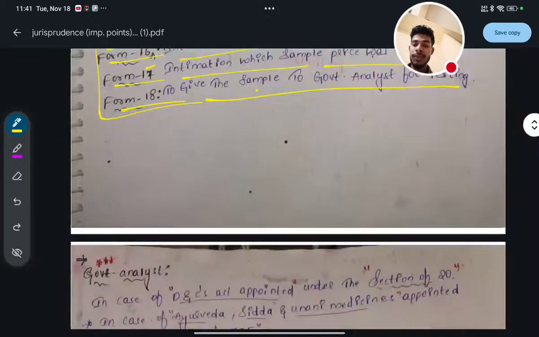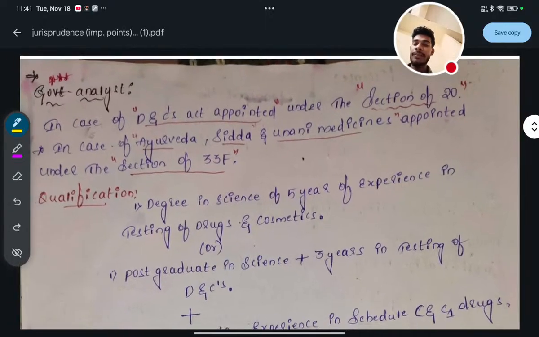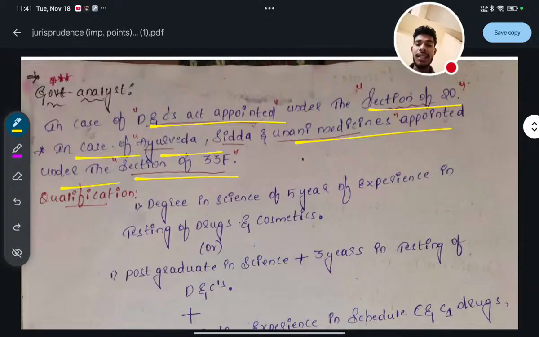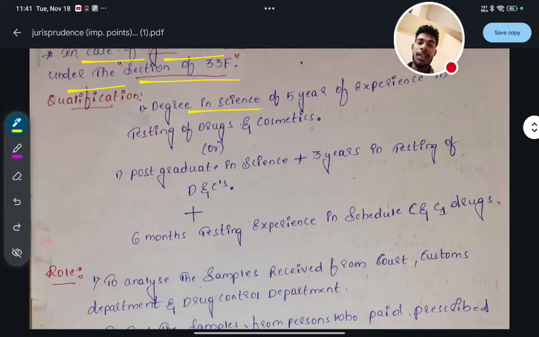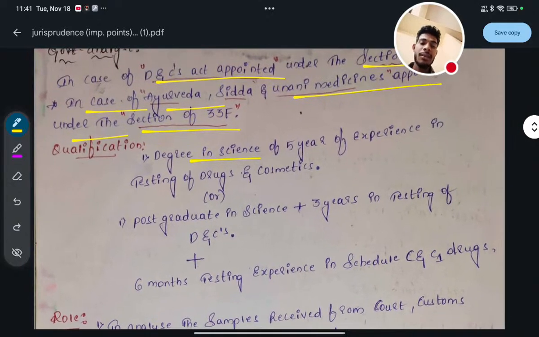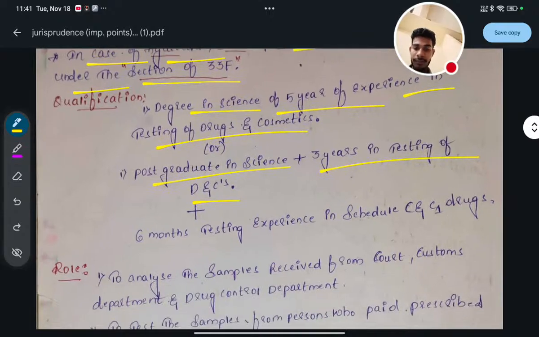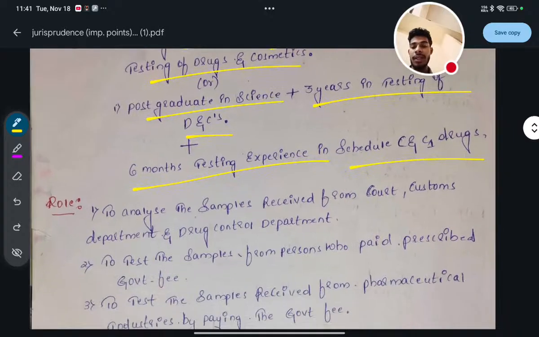Next, government analyst. In the case of the Drugs and Cosmetics Act, appointed under section 20. In case of Ayurveda, Siddha, Unani medicine, appointed under section 33F. Qualification: degree in science with 5 years experience in the testing of drugs and cosmetics, or postgraduate in science with 3 years experience in testing of drugs and cosmetics, plus 6 months testing experience in Schedule C and C1 drugs.